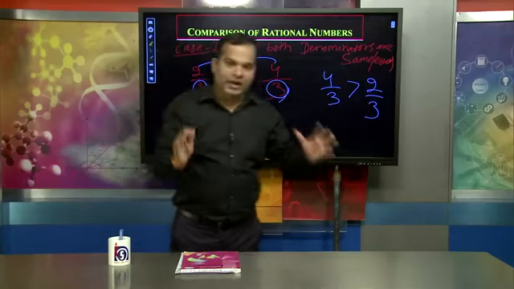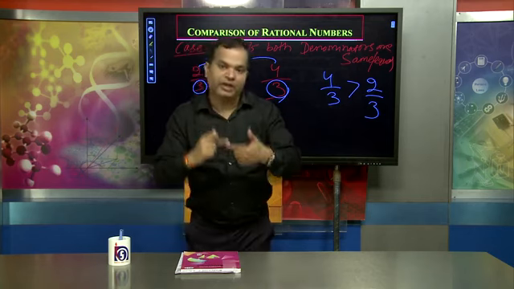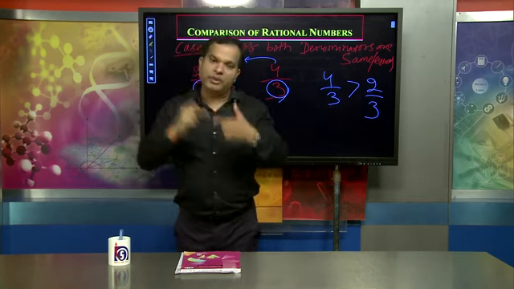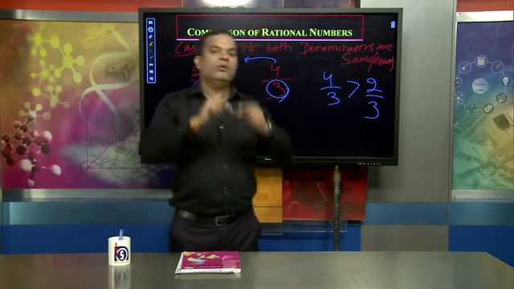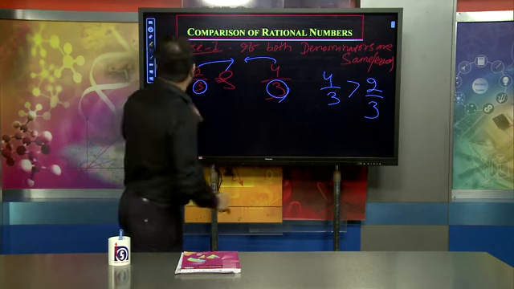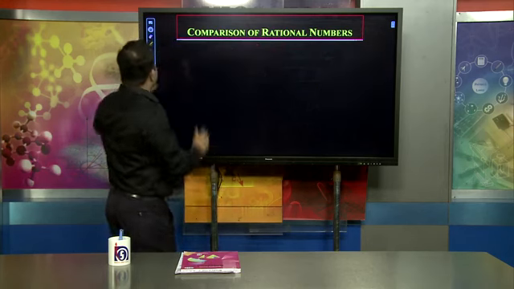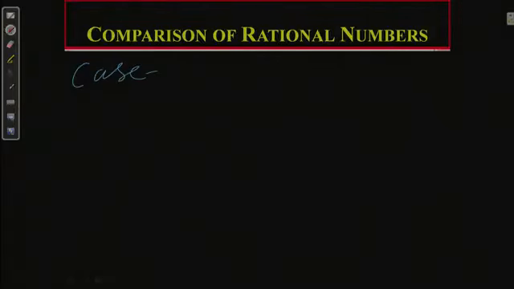When we compare two rational numbers, we first look at the denominators. Denominators are the same, then what will you do? We compare the numerators. Greater the numerator, greater the rational number. Now, just one thing is very important, case 2 is if denominators are different.